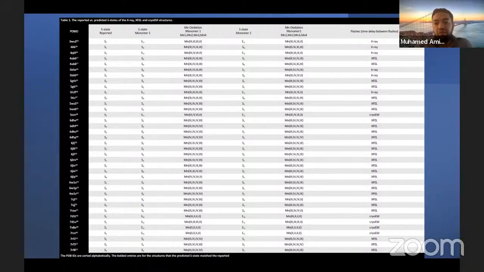Especially for the higher S states: for the dark S state we did well, but for the higher S states we didn't match with the XFEL prediction. The reviewers were arguing that it's not really a good model for proteins, that small compounds are not a good model for proteins. But the thing is, the manganese chemistry shouldn't change much going from small compounds to proteins.